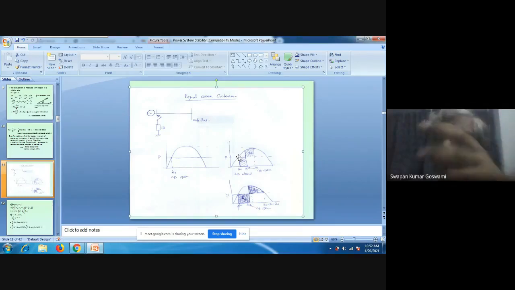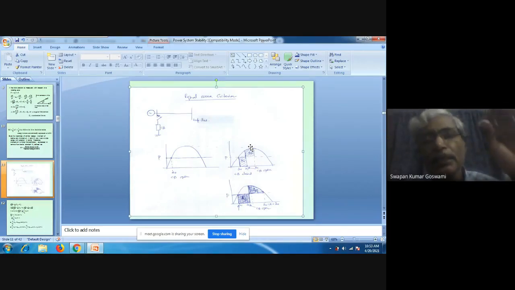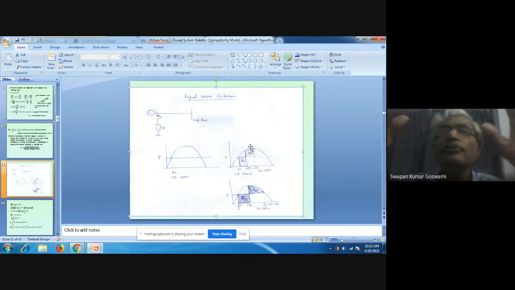So we shall stop tracking delta at this point. Why? Because in our previous lecture we mentioned that we shall be interested in the first swing only. That means speed is increasing, delta is increasing, and then delta is decreasing. So this is the first swing. Delta has increased, now it has started decreasing. So we shall assume that if the system is stable, then it will be stable at the first swing.